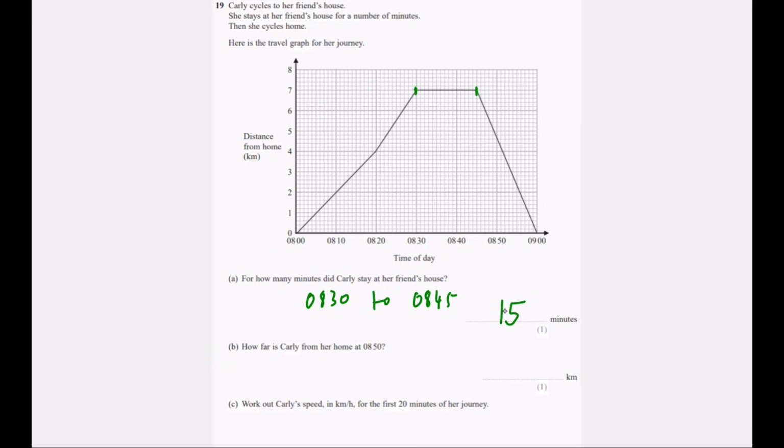How far is Carly from her home at 8:50? At 8:50 she is here, so it's between 4 and 5. There's 5 little boxes, so each little box is going to be 0.2. So it looks like she is 4.2, 4.4, 4.6 kilometers from her house.